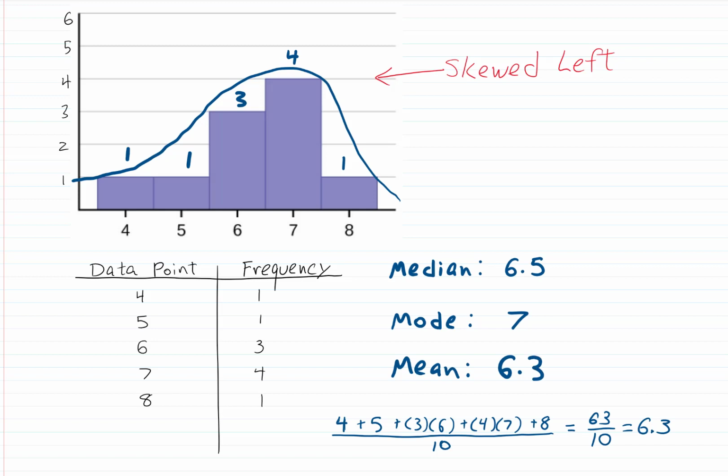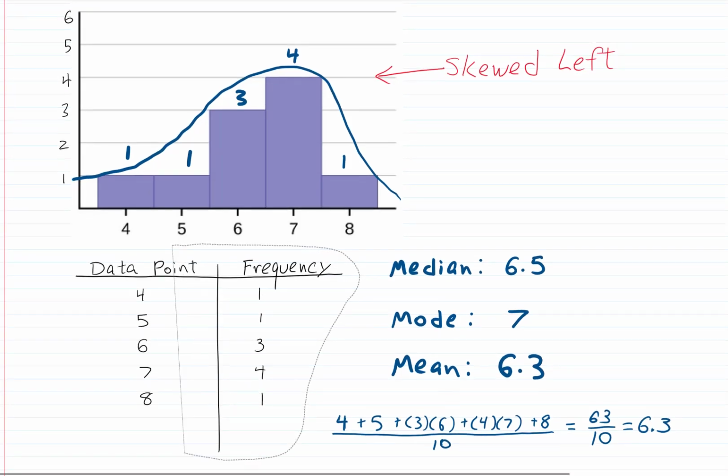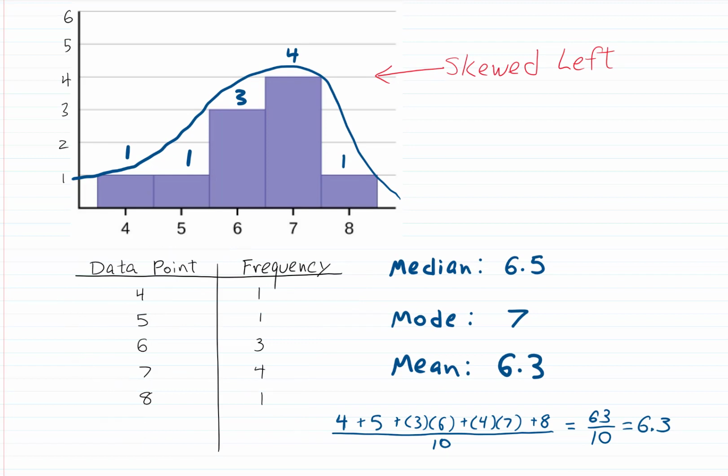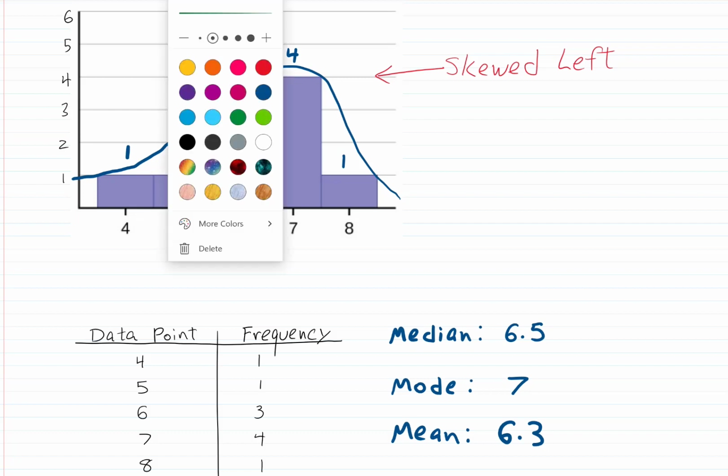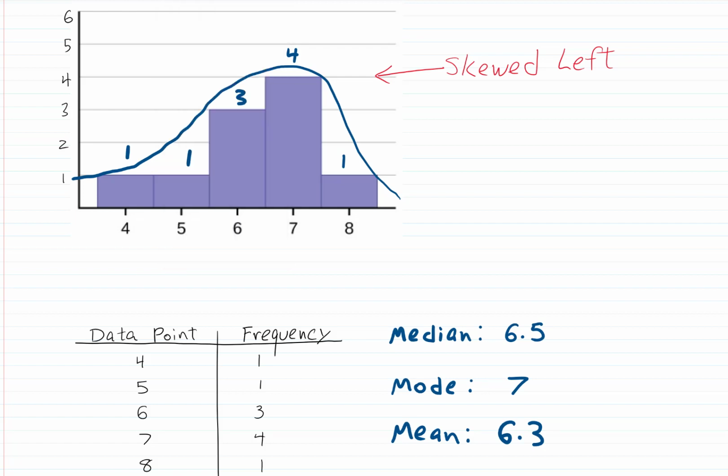See, they're all different. So let's put this in the picture. Let's draw an arrow pointing to each of those. All right, we'll move this here out of the way a little bit. There we go. Okay, so let's put a green arrow here pointing to each of those. So where's the median? The median is 6.5. So that would be halfway between 6 and 7. So here's the median.